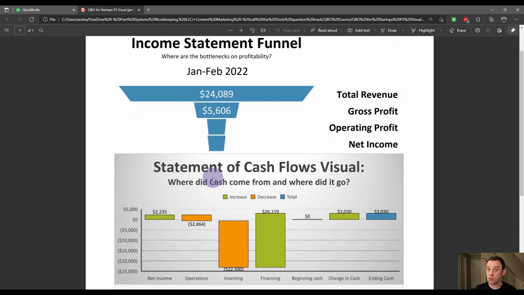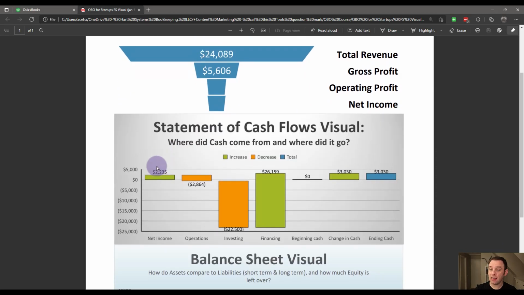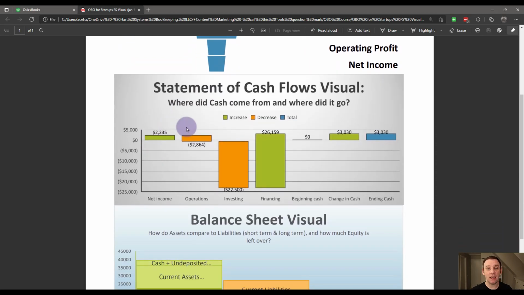Okay, but that's not the end of the story, right? That flows into the statement of cash flows. So now on our statement of cash flows, again, we have the visual and we have the report with the itemized breakdown, the more specific stuff. So first of all, we have net income. So that's positive, that's good. But then we have operations, which is actually negative.